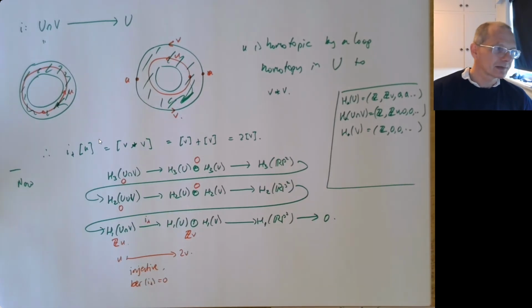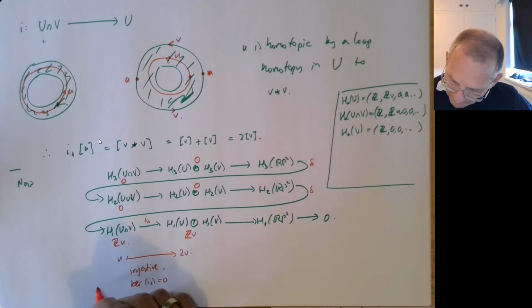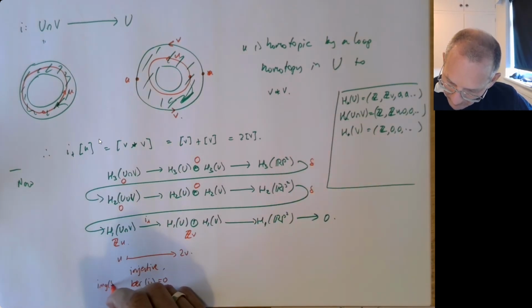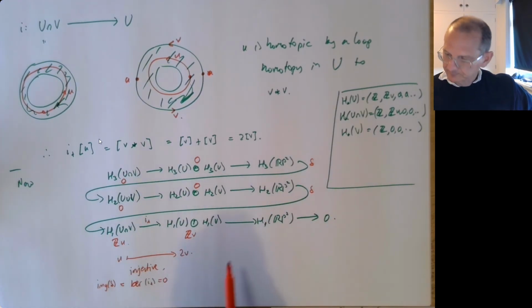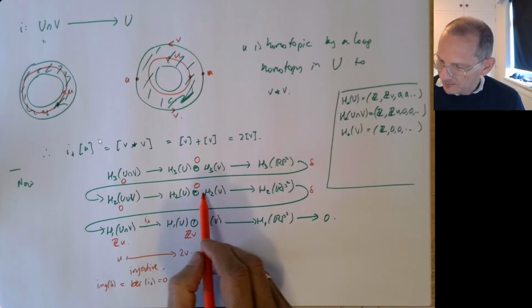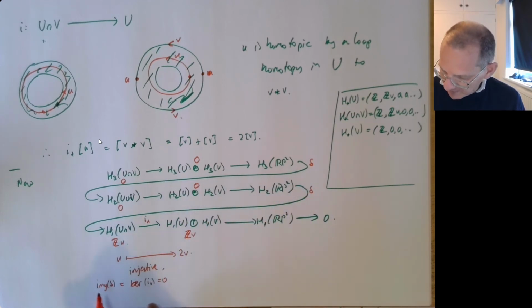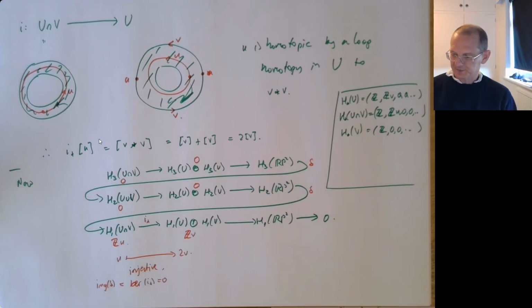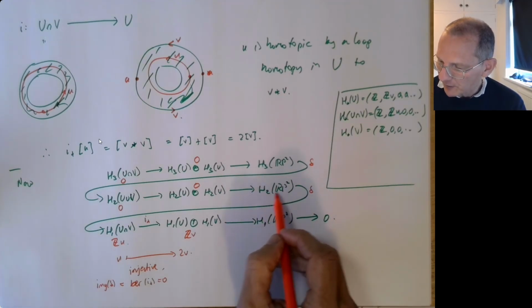So the kernel of i lower star is 0, and that's the same thing as the image of this delta. But you've got a 0 here, right? So exactness means that this delta is injective. Delta is injective, but the image of delta is 0, so that means that delta is the 0 map, and this H2 of RP2 has to be trivial.